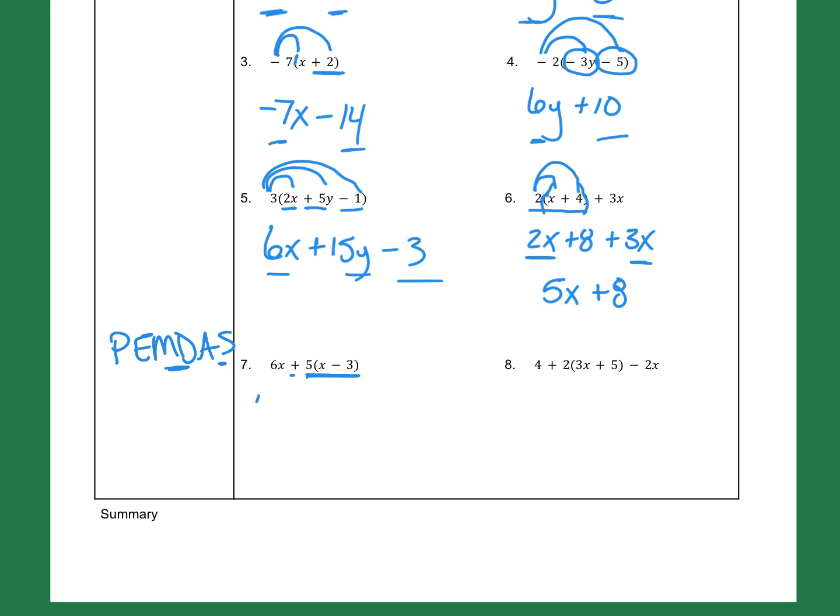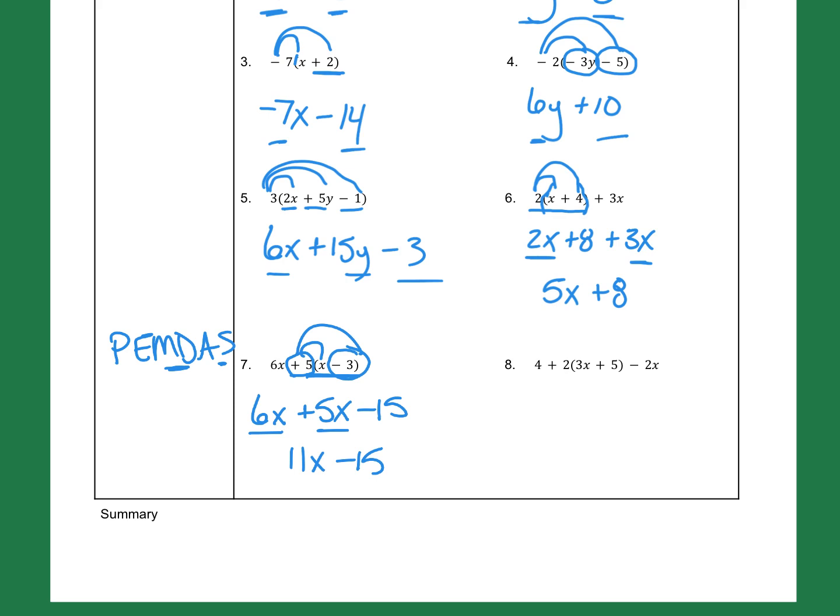So I'm just going to drop down this 6x. We can't change that yet. And now I'm going to distribute this positive 5. Positive 5 times x is a positive 5x. And positive 5 times negative 3 is negative 15. And now I can go ahead and add my like terms. I've got a 6x and a 5x, and that makes 11x. And then I still have that minus 15.